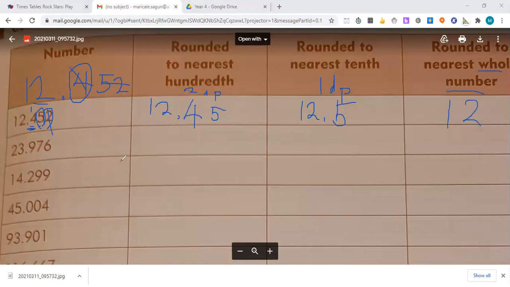Now you are going to do the rest of the questions and submit it to me. You can upload it to the Google Drive or email it to me. So you have 2 things.